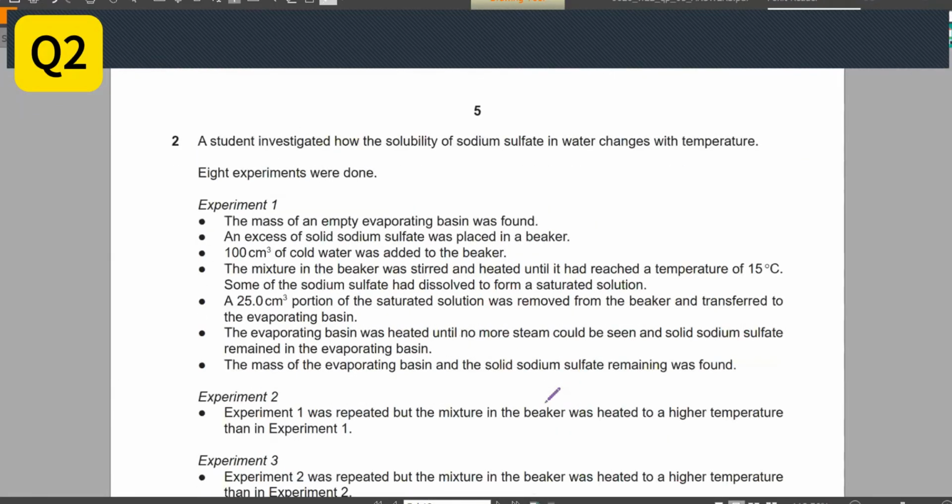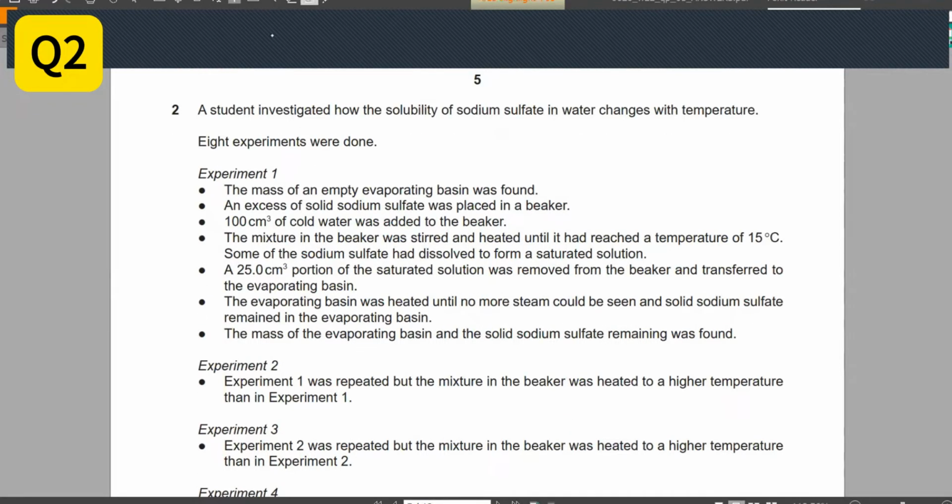All right. Next question. Here a student investigated how the solubility of sodium sulfate in water changes with temperature. Even before we start, we know that in general, solubility will increase when temperature increases. We are familiar with that. All right, eight experiments were done.